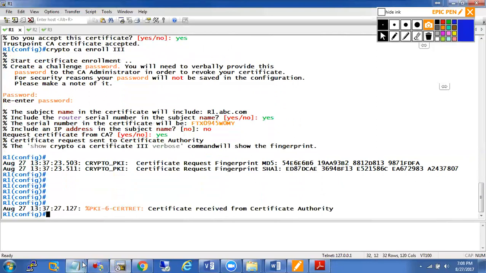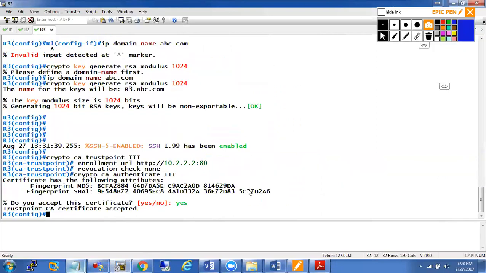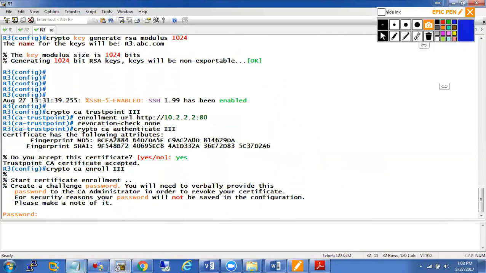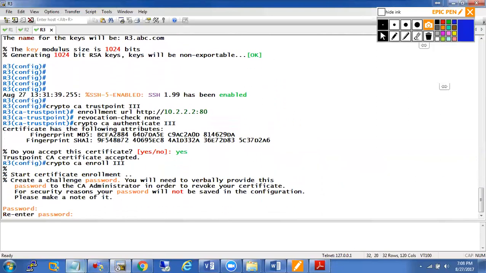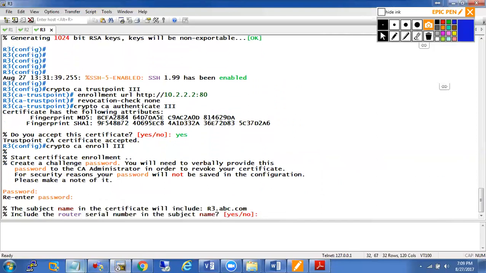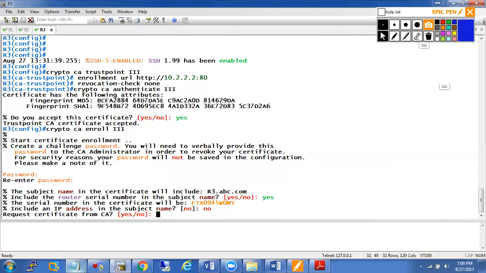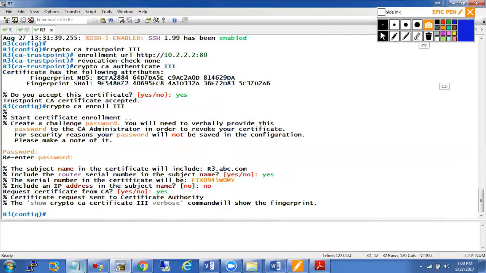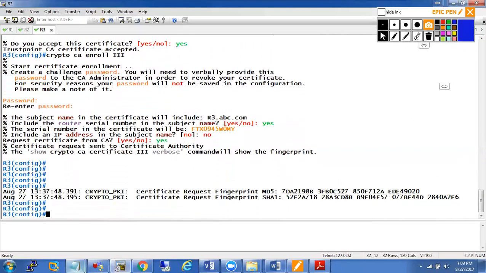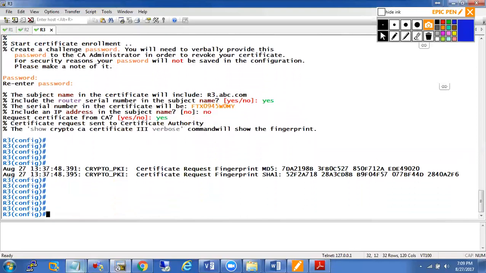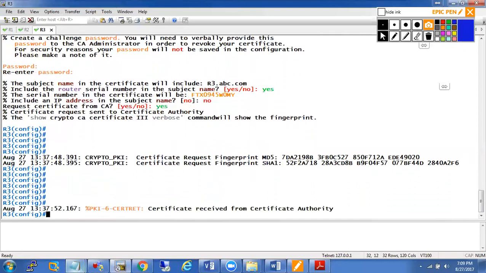And I need to do the same thing where? R3, enroll it. Give it a password for revocation if you want to revoke it in the future. The serial number, no IP address, and request a certificate. You could do the IP address as well if you want. I've sent it. Now I should receive it.